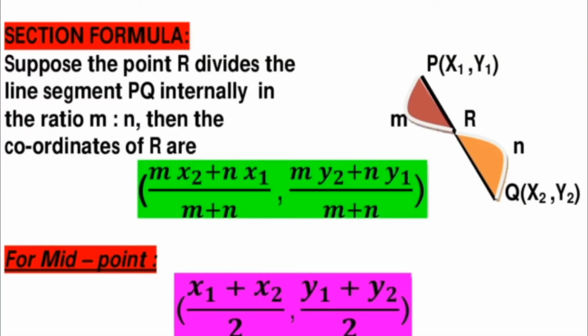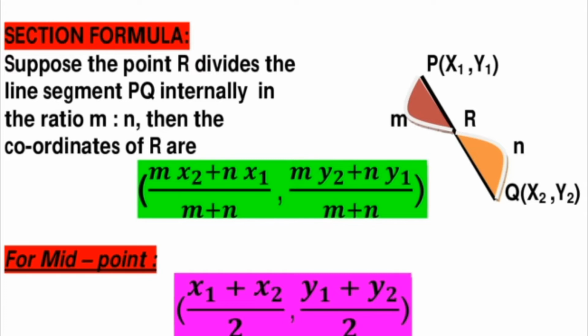Next, section formula. Section formula means, suppose there are 2 points P and Q whose coordinates are known, suppose x1, y1 and x2, y2. Now another point R whose coordinates are unknown to us. Suppose the point R divides the line segment joining the points P and Q internally in the ratio m is to n, then by the section formula for internal division, we can find out the coordinates of R.